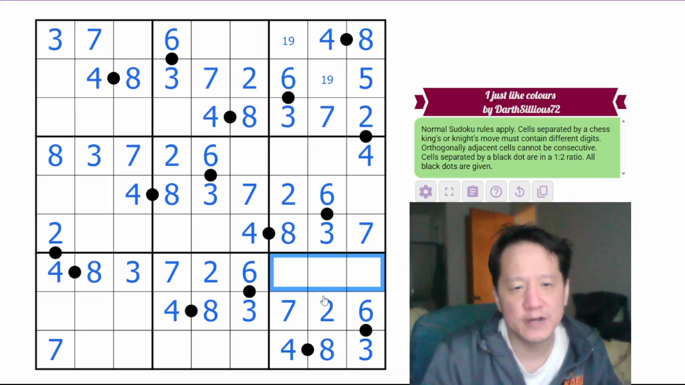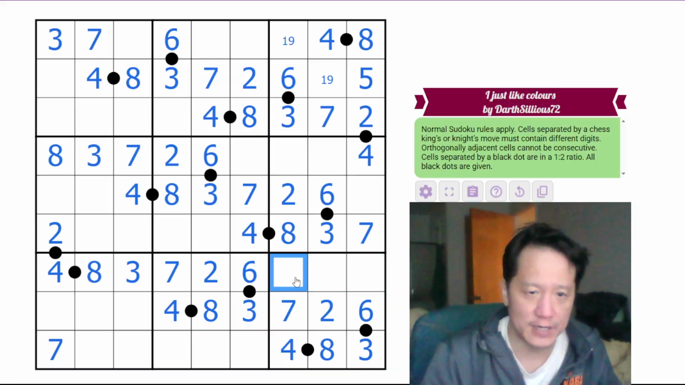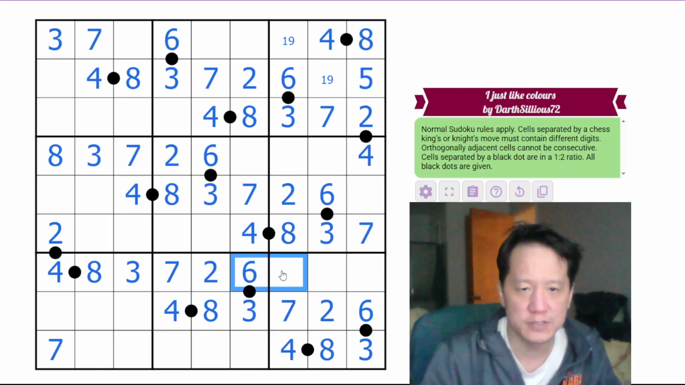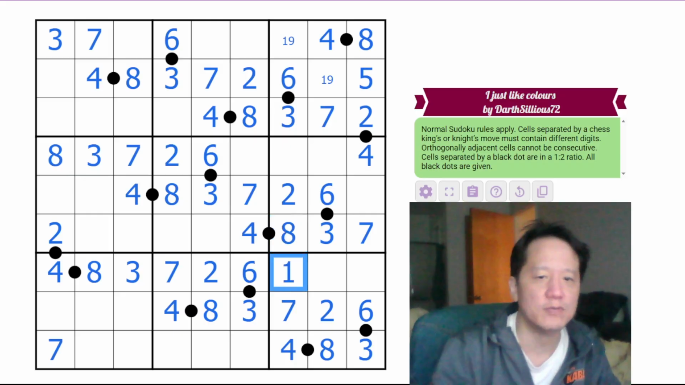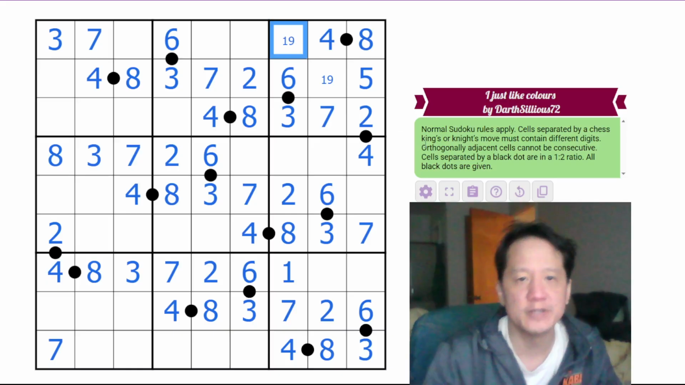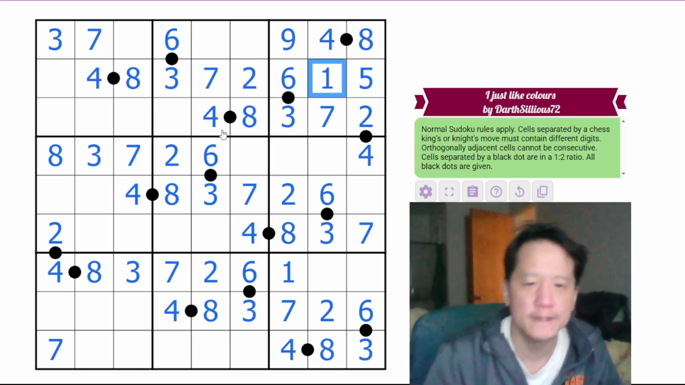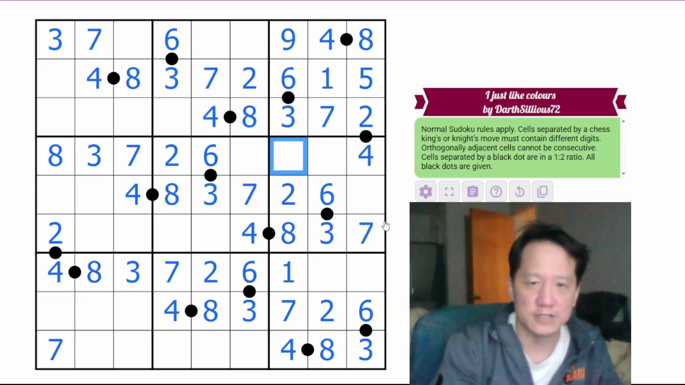We have 1, 5, 9 remaining. This cannot be 5 or 9 because it's consecutive with the 6 if it's 5. It's consecutive with 8 if it's 9. So this must be 1. That eliminates 1 here, so it's 9 and 1. And that leaves this digit as a 5.